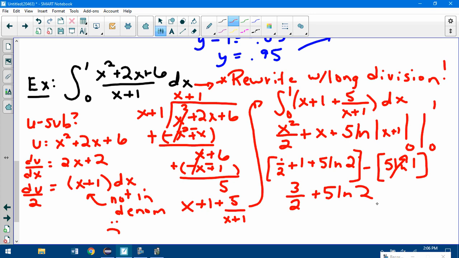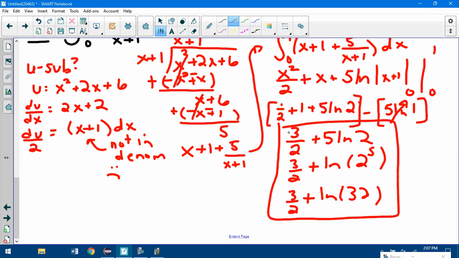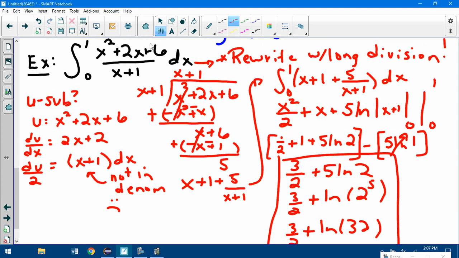which is fine. You could also say it's 3/2 plus ln of 2 to the 5th, or you could say 3/2 plus ln of 32. Any of those are fine. Okay, so I just wanted you to be aware that that long division does exist. I have seen it come up on the APs before. So just know that that's another strategy you can use if you can't figure out another way to take an integral.